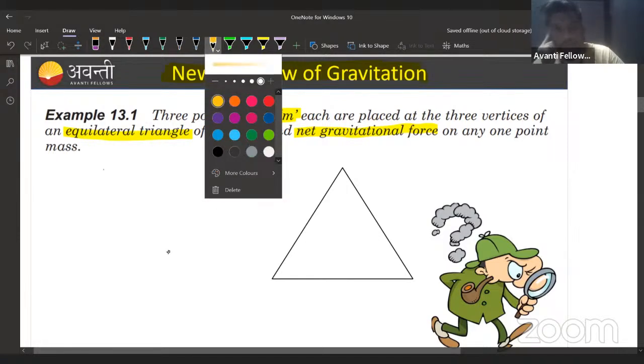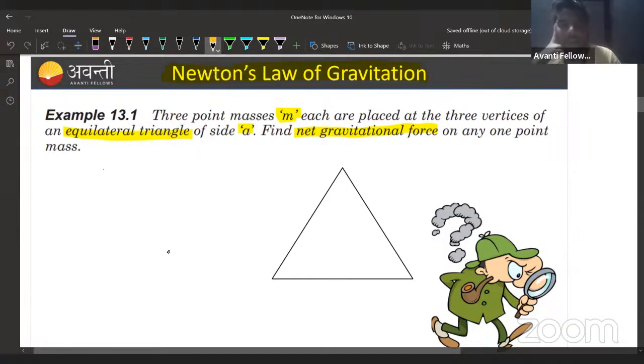Okay, my turn. Let's solve this question. All right. So there are 3 point masses of m each. In an equilateral triangle, three masses are kept at the vertices of the equilateral triangle of side a. Find the net gravitational force on any one mass. This side is a, and each of them has a mass m.